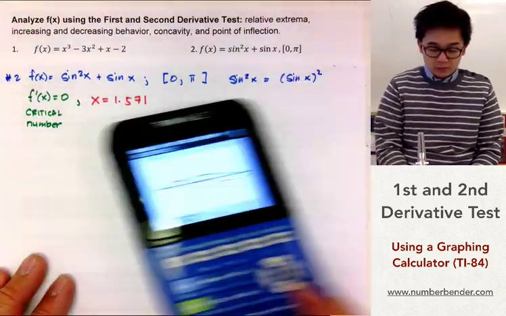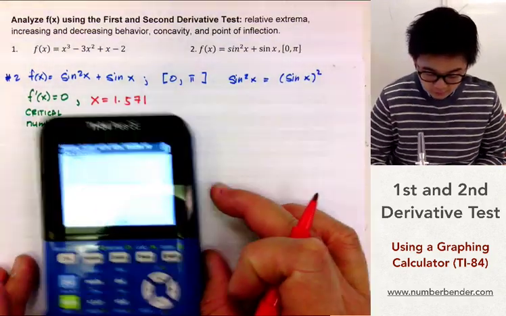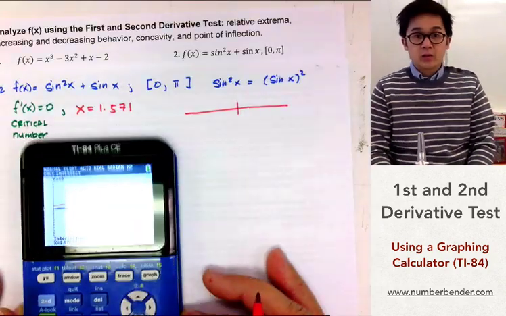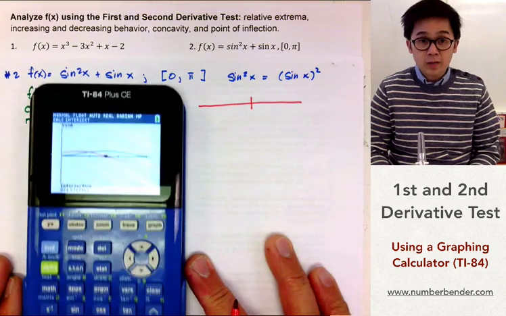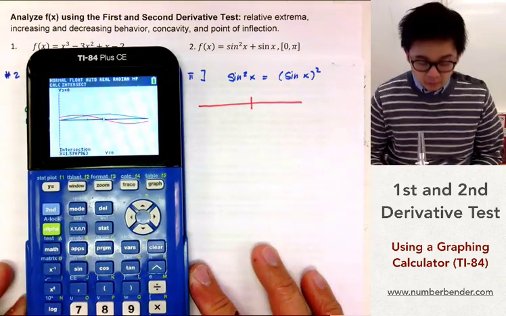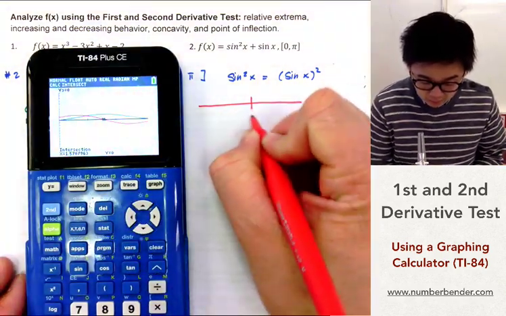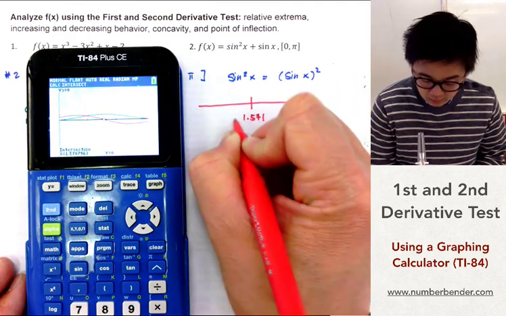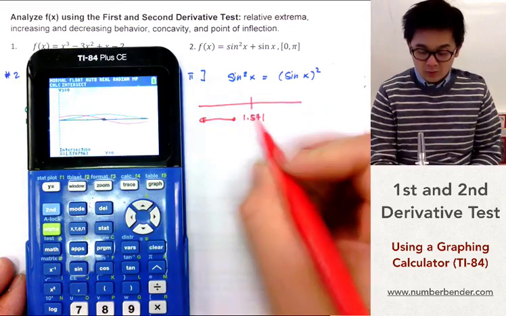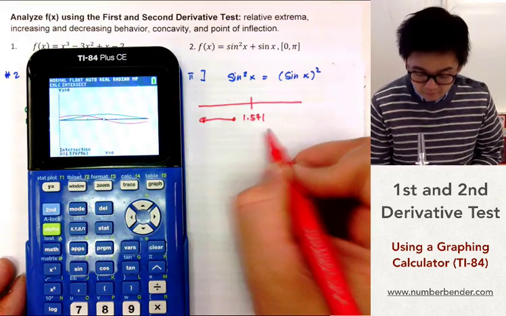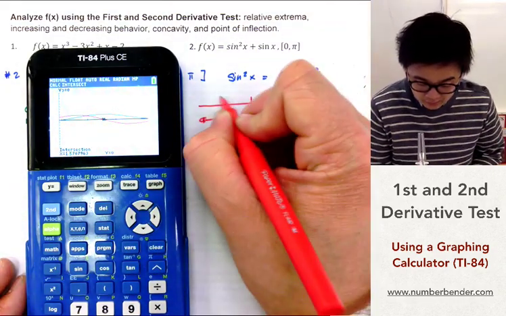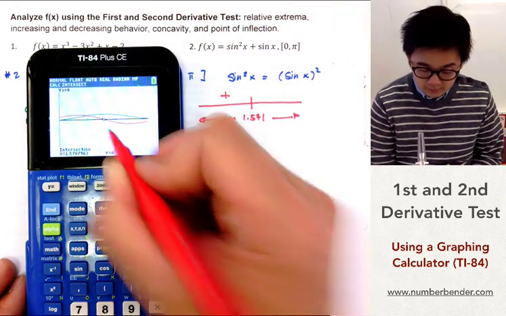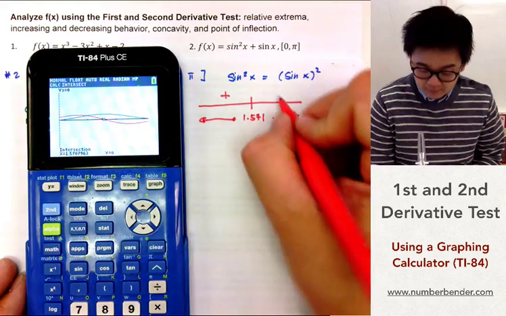So now that we have our first derivative critical number, we can now construct our sign chart. So from our TI-84, we know that from the left of 1.571, the derivative function is positive, and to the right is negative because it's below the x-axis.